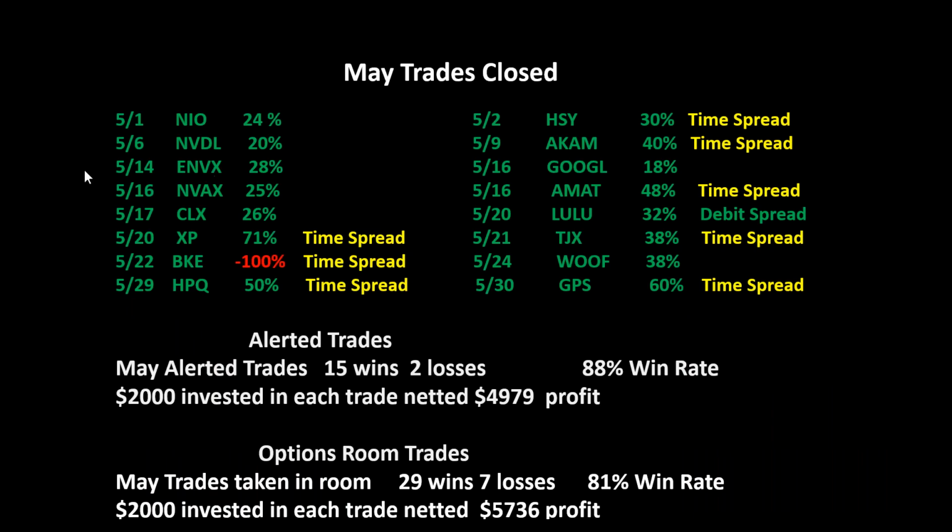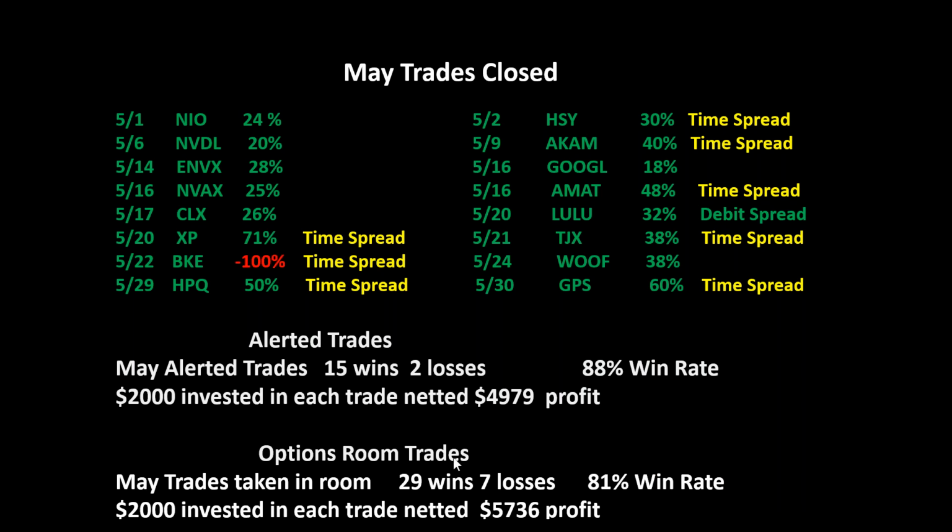All right, so then we move into May. And I kind of identified that I use this for the time spread. I did a webinar on time spreads, which was what I do over earnings. This kind of shows you what those were. Anything in yellow here is a time spread. But May, we had 15 wins and 2 losses, 88% win rate, 4,900, almost 5,000.